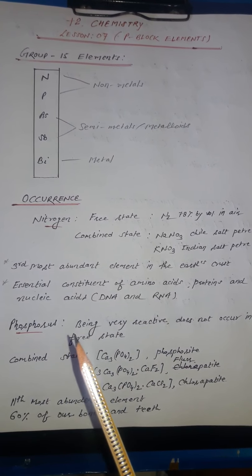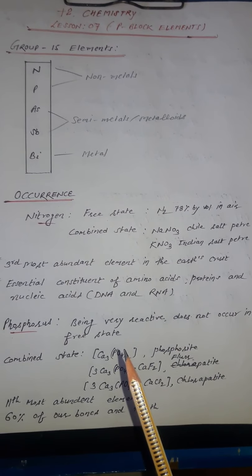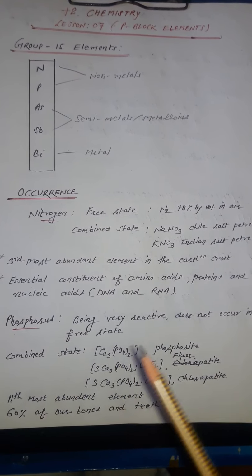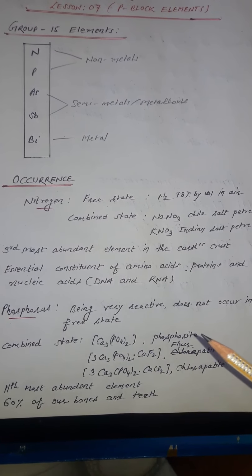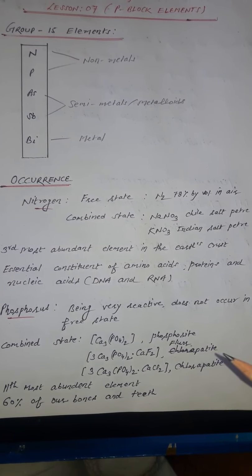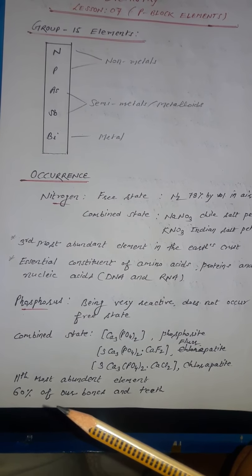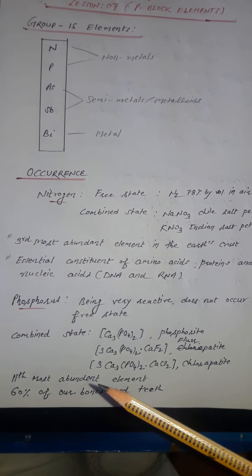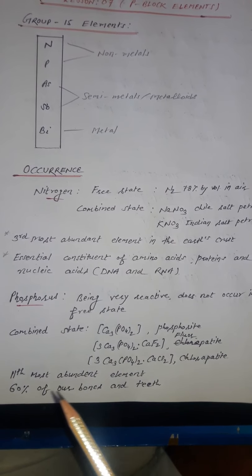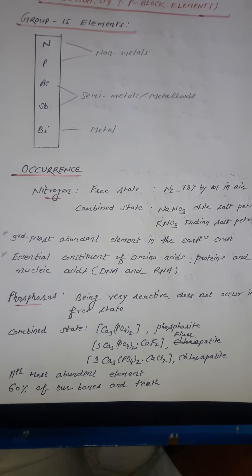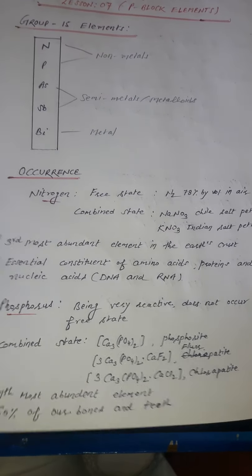And the second element, phosphorus, being very reactive, does not occur in the free state. In the combined state, it occurs mostly in phosphate form, and these are the names: phosphorite, fluorapatite and chlorapatite. These are the formulas. Phosphorus is also the 11th most abundant element in the earth's crust, and 60% of our bones and teeth are made up of phosphorus with calcium.